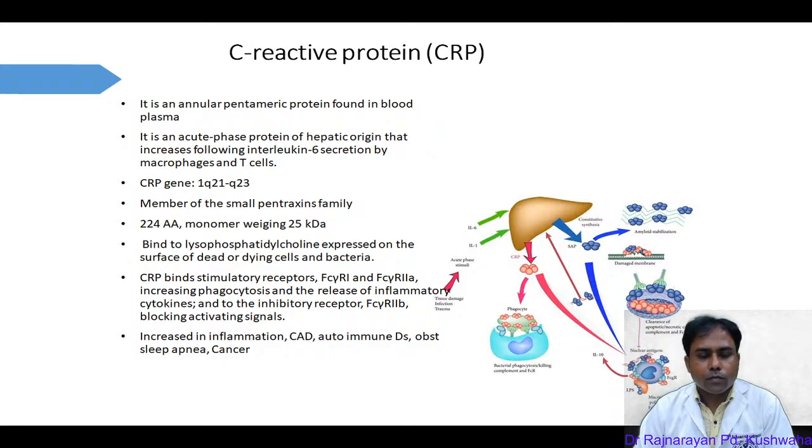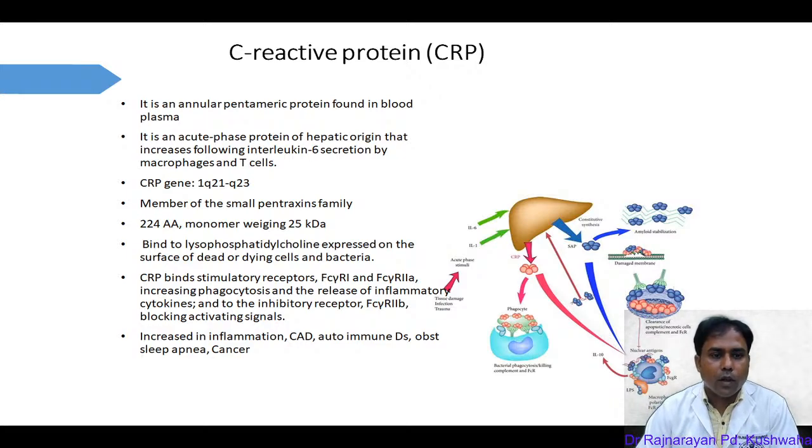Another biomarker like C-reactive protein, and this CRP is widely used as a biomarker nowadays. It is an annular pentameric protein found in blood plasma. It is an acute phase protein of hepatic origin because it originates from the liver. It increases interleukin 6 secretion. This helps in interleukin 6, IL-6, secretion by the macrophages and T cells.